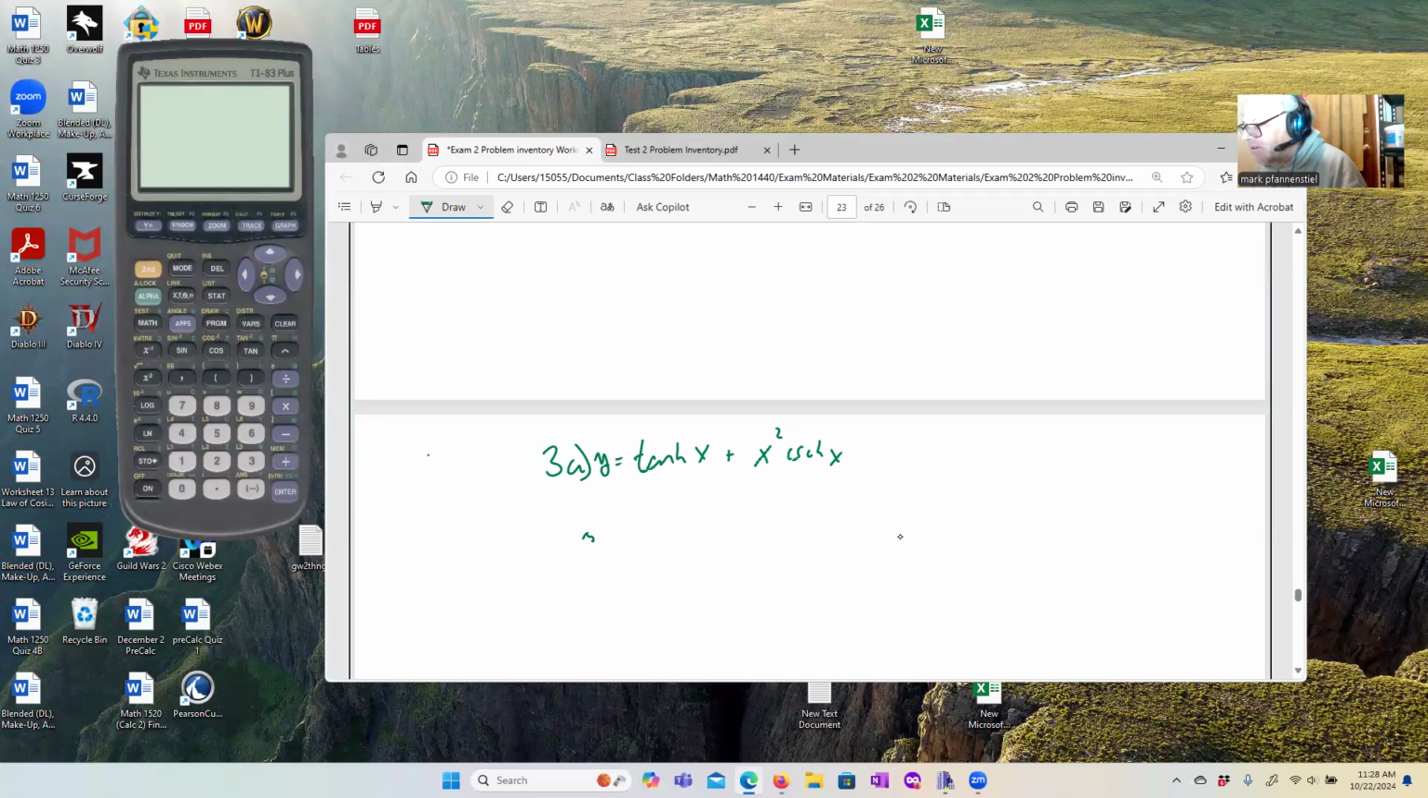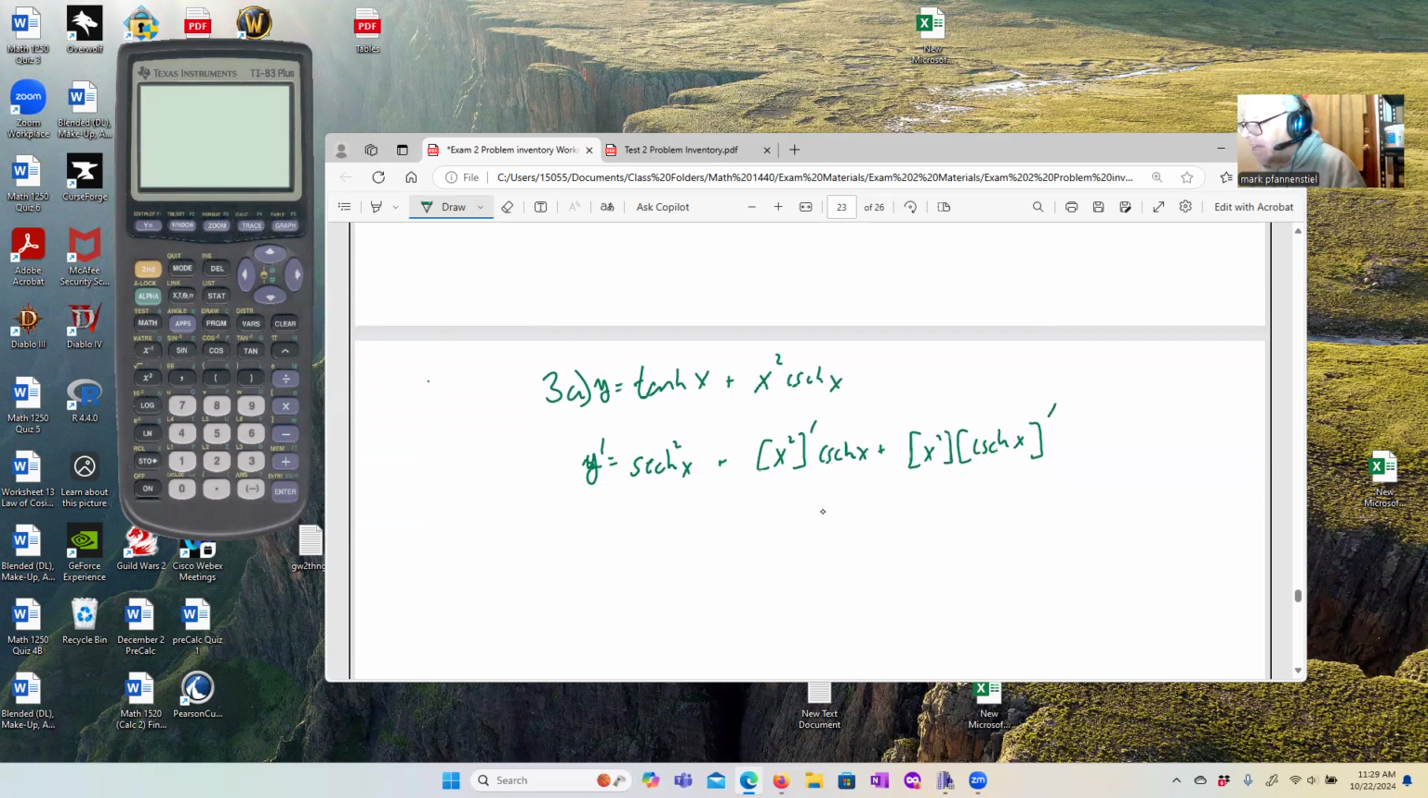So we're just going to say derivative of this. The derivative of hyperbolic tangent is hyperbolic secant squared. And then here, we've got a product rule. So we want the derivative of the first times the second plus the first times the derivative of the second. Okay, so I just laid out the plan here.